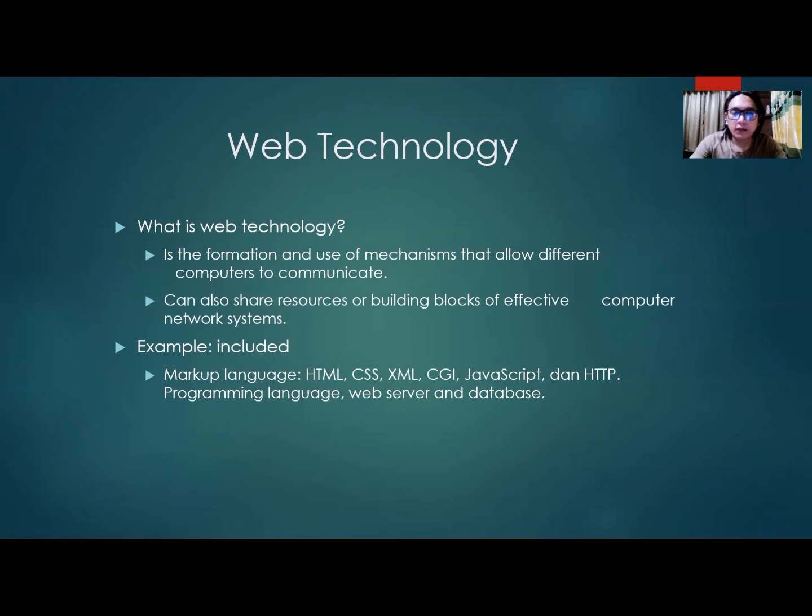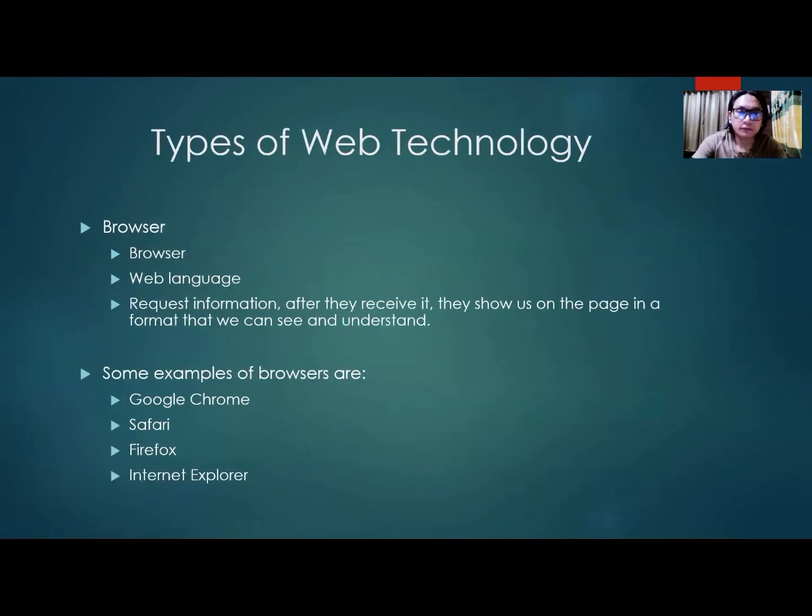Some example of web technologies include markup language such as HTML, CSS, CGI, XML, JavaScript, and HTTP. A programming language, web server database, and business application are also part of web technology. Next is type of web technology. Once we know the meaning and significance about the web technology, surely we want to know what the type is. And the first type is browser.